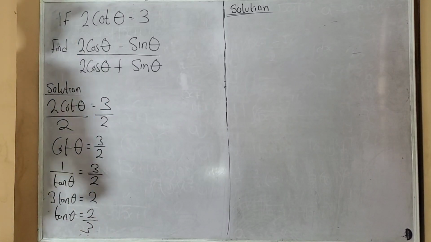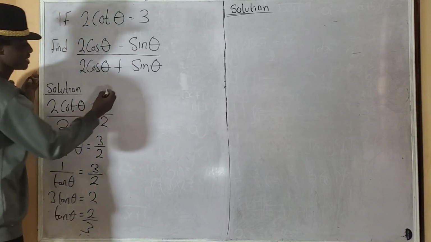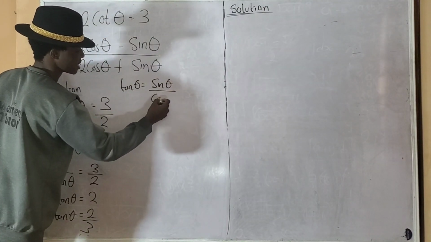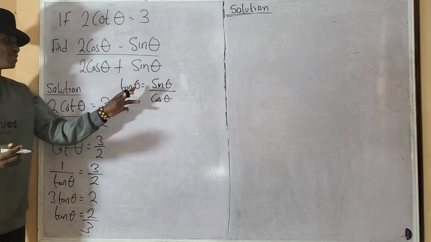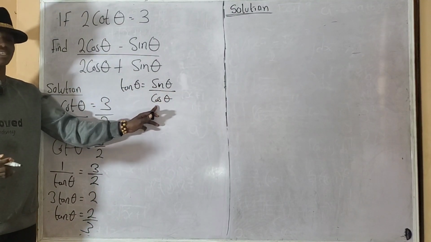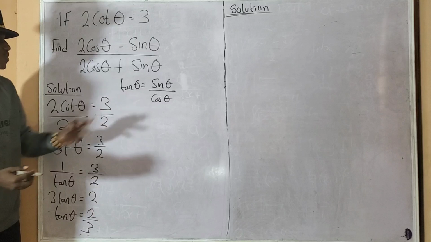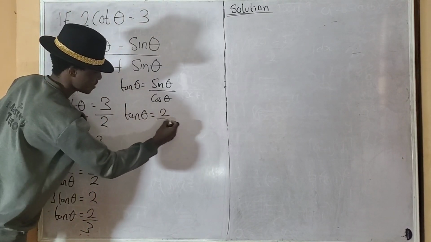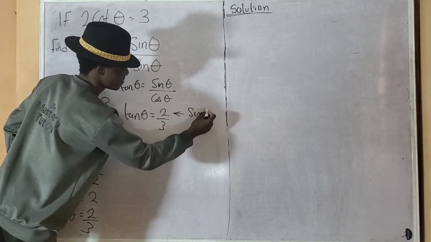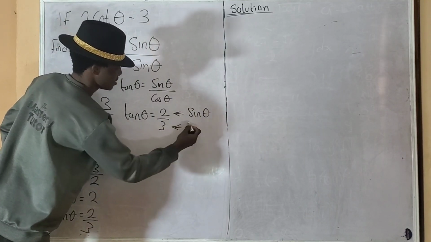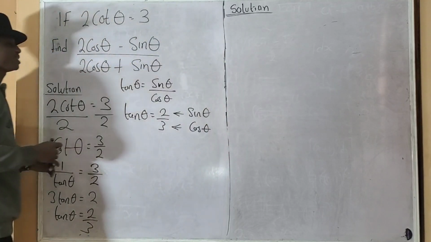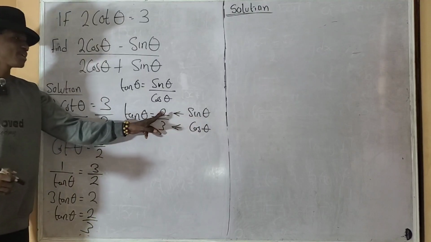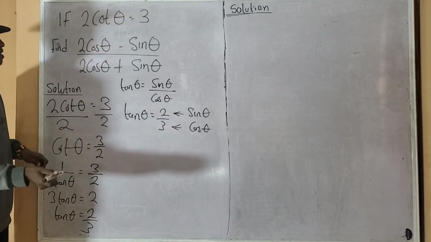Do you understand? Okay, so we have the value of tan theta here. Do not forget that tan theta is equal to sin theta over cos theta. That is the ratio of sin theta and cos theta will give you tan theta. Are you following? So since I know that tan theta is equal to 2 over 3, this 2 will be sin theta and this 3 will be cos theta. So the next step is that I'm going to replace the value of sin theta as 2 and cos theta as 3.